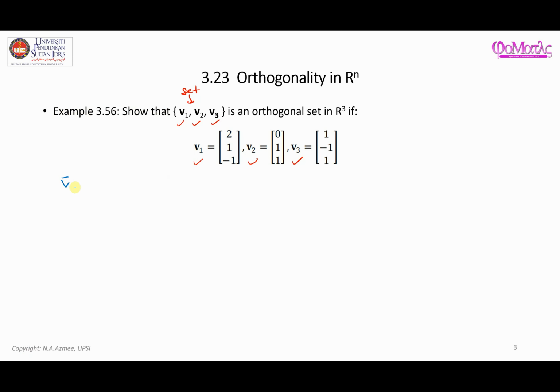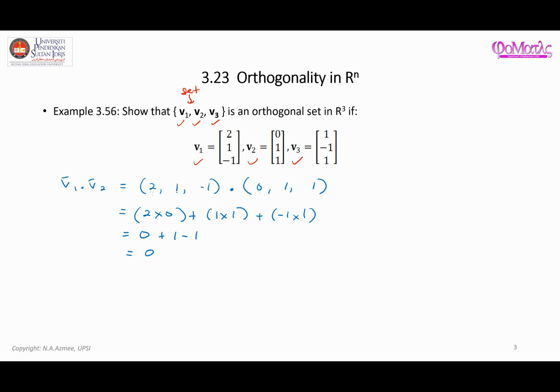So let's say we try with v1 and v2. We can write this in this notation. So here is (2, 1, negative 1) dotted with (0, 1, 1). And so you multiply each component: 2 times 0, plus 1 times 1, so second component with second component, plus negative 1 times 1. And this will be 0 plus 1 minus 1, which is equal to 0.